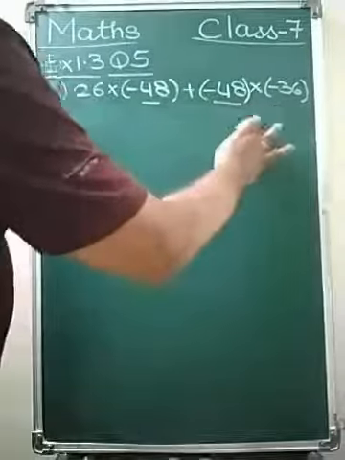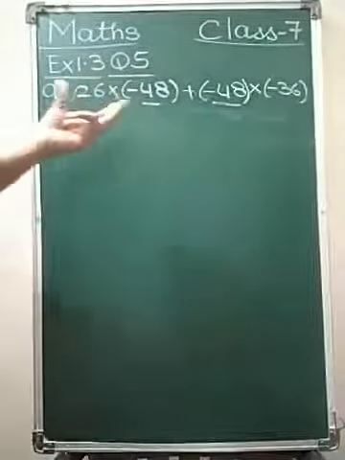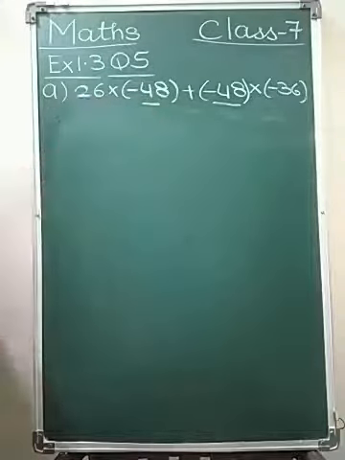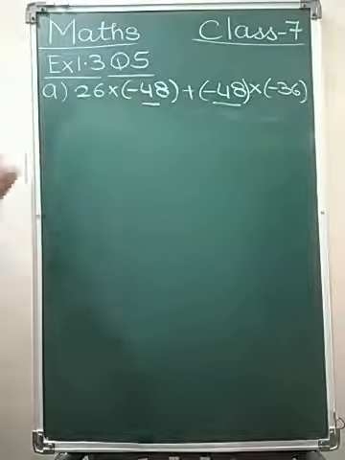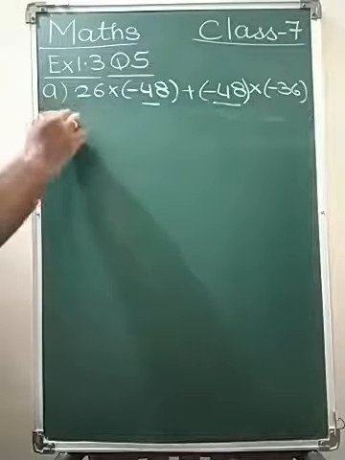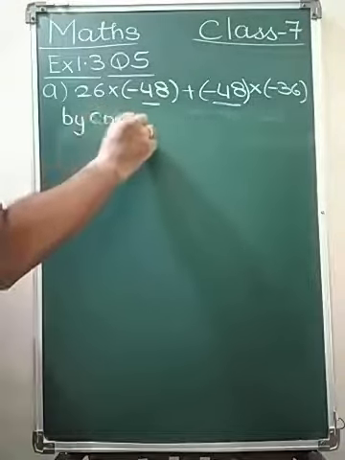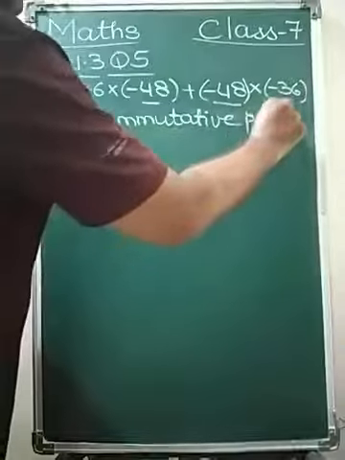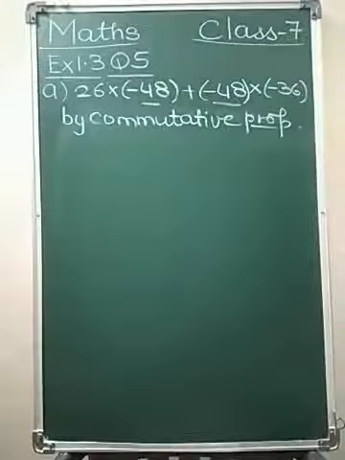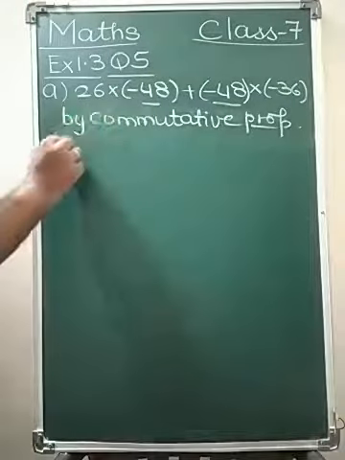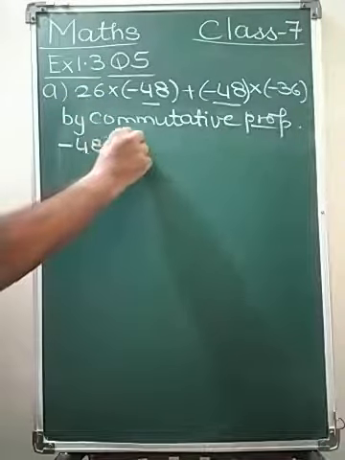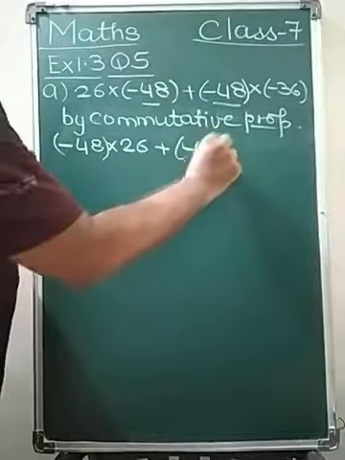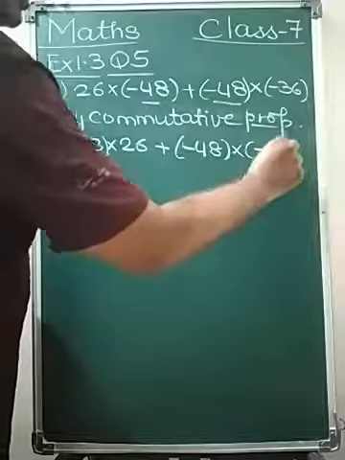How will we do that? Since multiplication is commutative, that means b into a can be written as a into b. So we can use the commutative property here. You have to write down the property also, by commutative property. So this can be written as minus 48 multiplied by 26 plus minus 48 multiplied by minus 36.